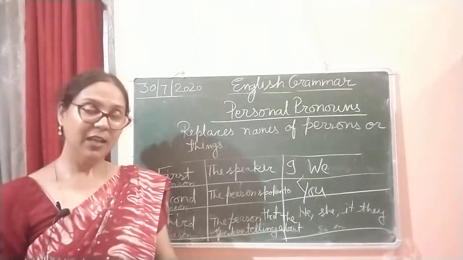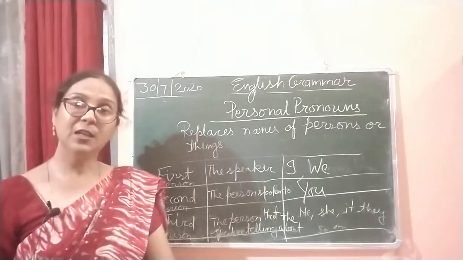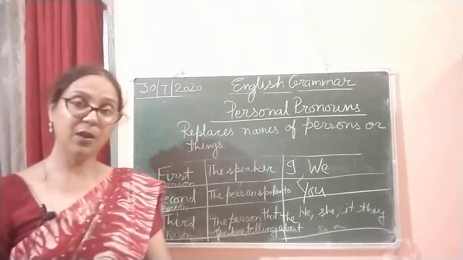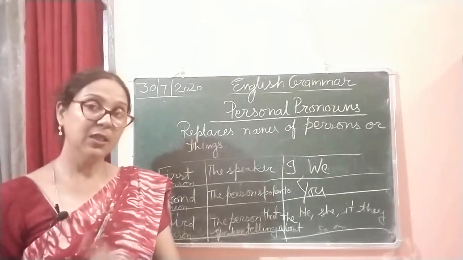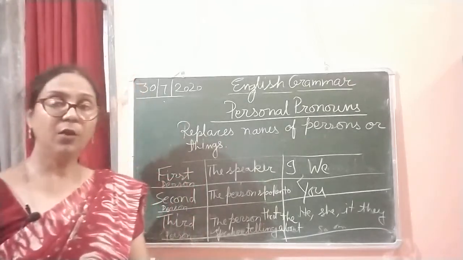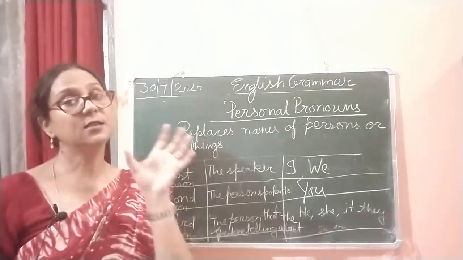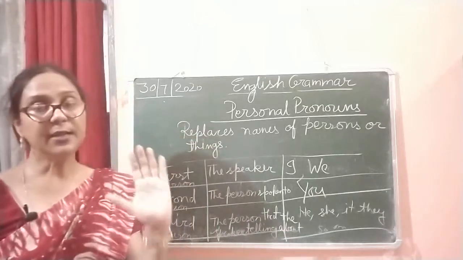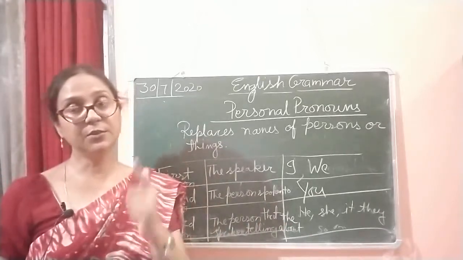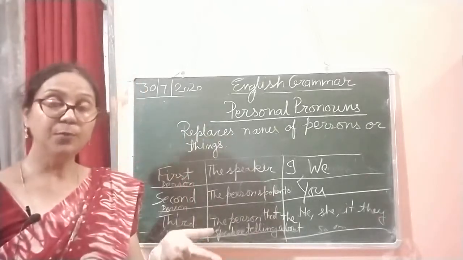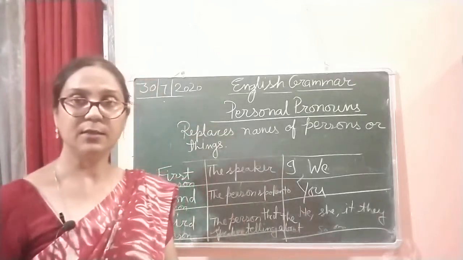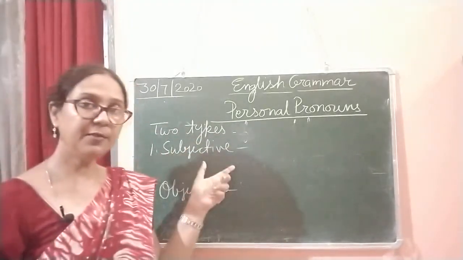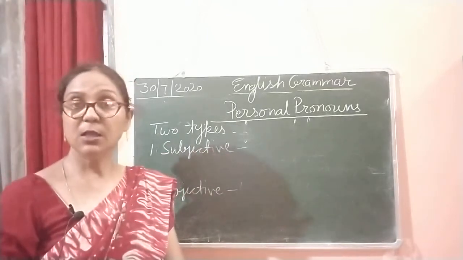Now after this concept, we are moving to the types of personal pronoun. First is subjective personal pronoun and second is objective personal pronoun. We have to learn this, because sometimes a personal pronoun is used as a subject, and sometimes it is used as an object also. So we have divided personal pronouns into two parts: subjective and objective. It depends on the use.